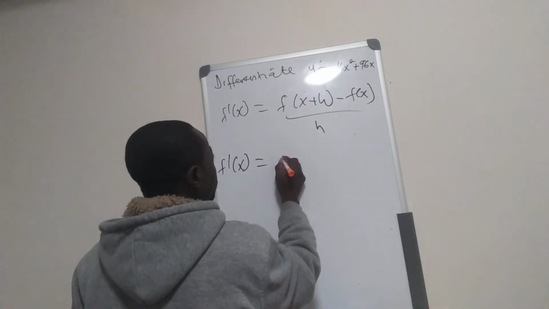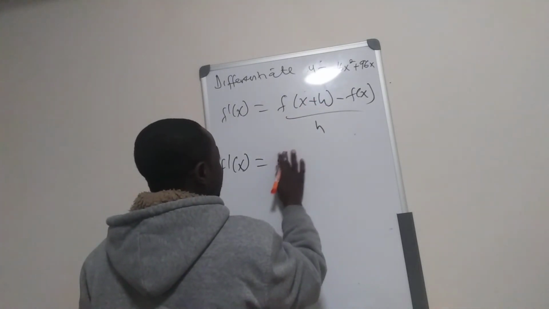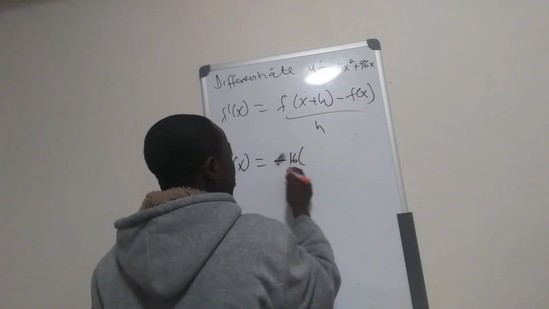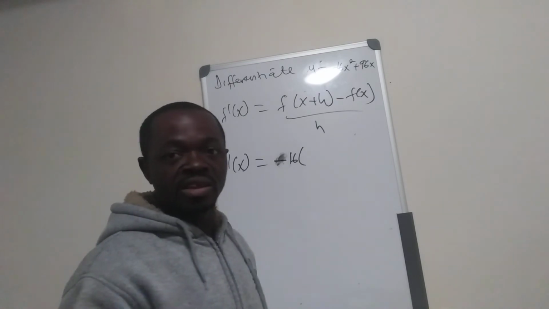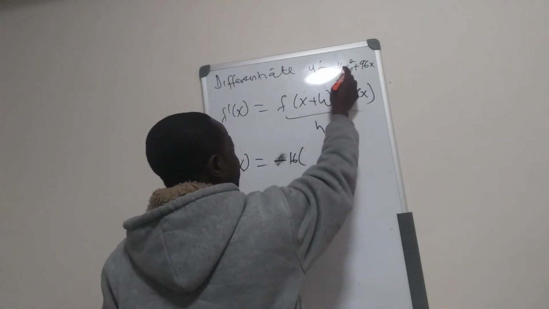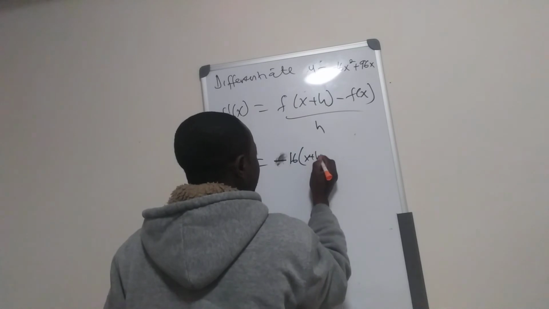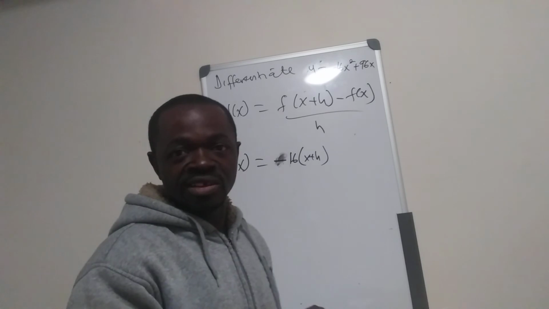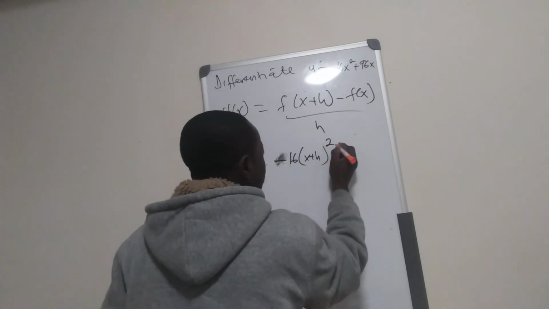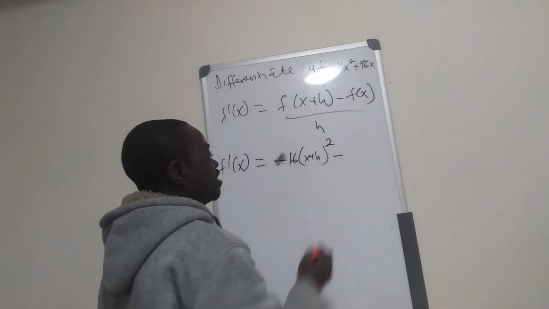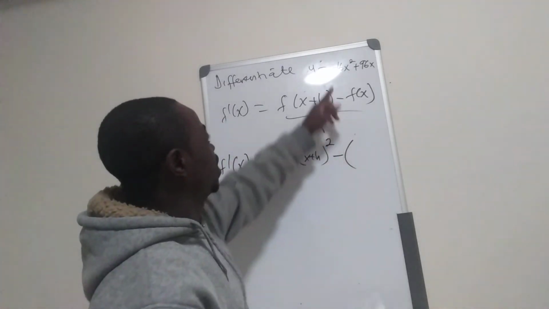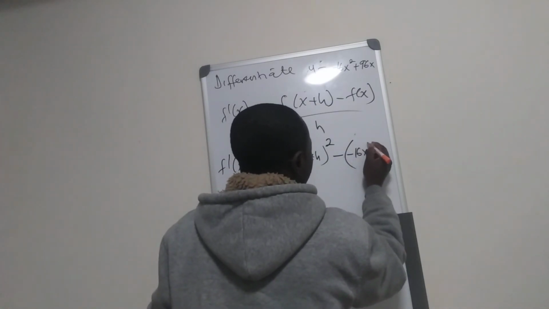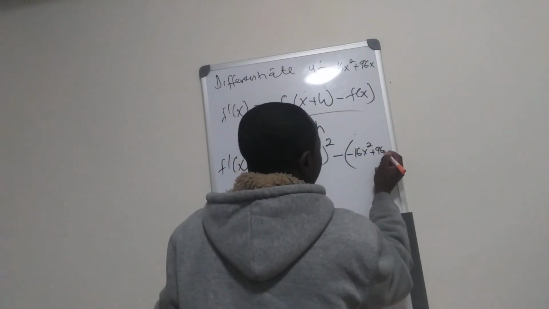So here you have negative 16x squared, so negative 16 into bracket because it's a constant, so you bring it outside. Then you replace this one by x plus h. Then remember this is a squared term. You cannot just write only x plus h. You have to square it, then minus f of x. Let's put it in brackets. So f of x is the whole of this function.